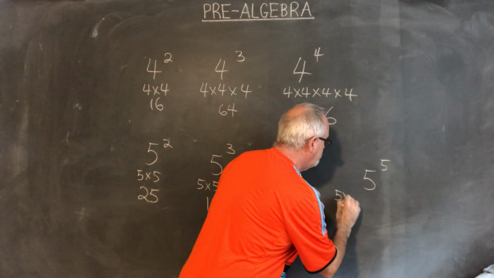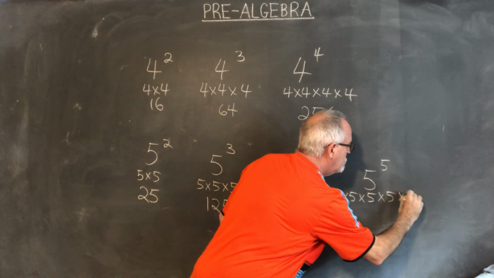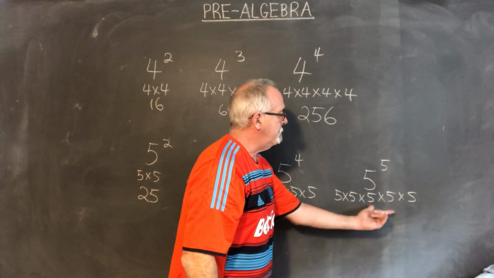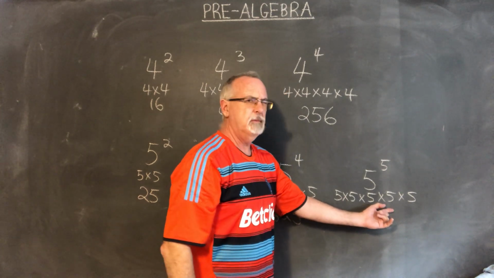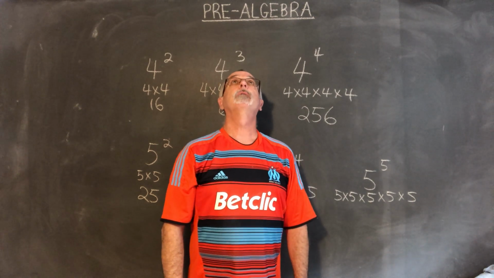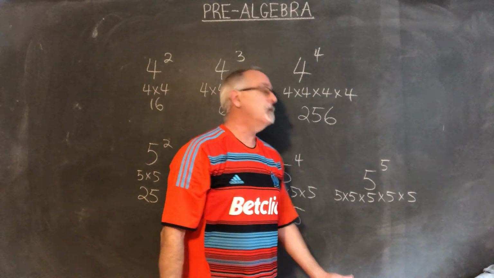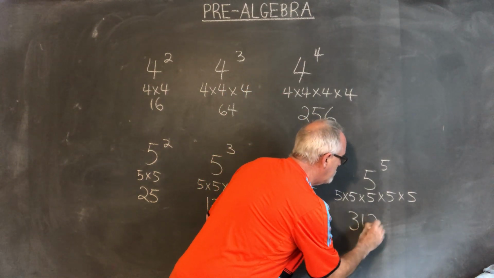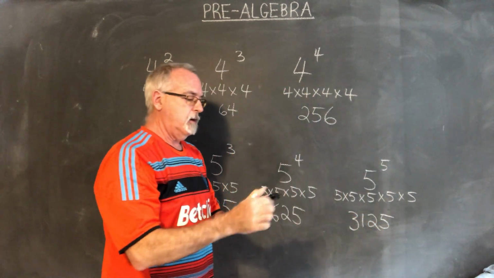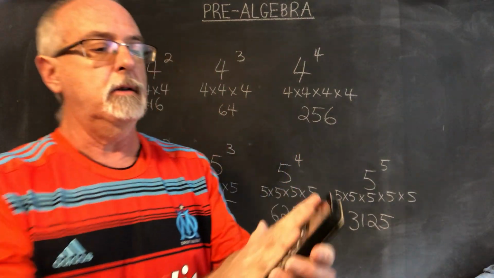5 to the power of 5. 5 times 5 is 25, times 5 is 125, times 5 is 625, times 5 times 625. 5 times 600 would be 3,000. 5 times 25 is 125. So this must be 3,125. But if I'm not sure, I'll check in the calculator, and there's more than one way of doing this in the calculator, which is what I want to get to next anyway.